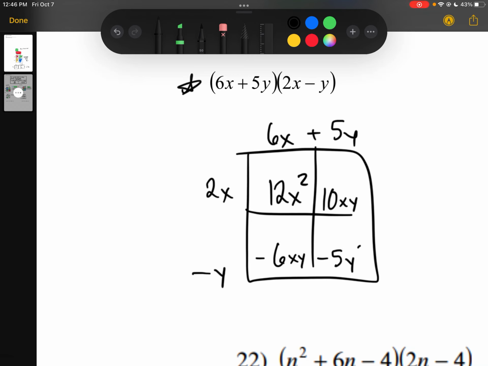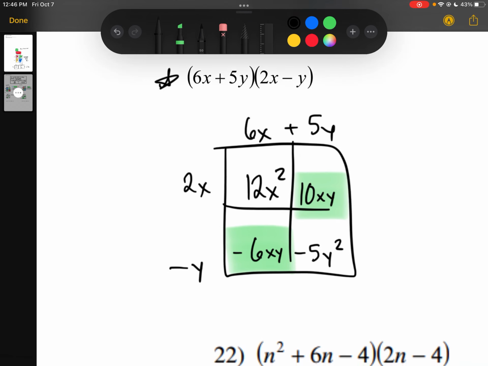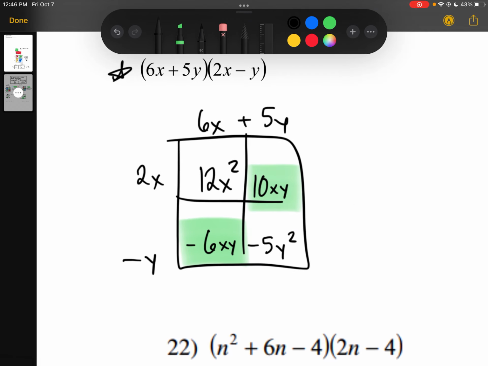And then finally, last one here. So there we go. So looking for like terms again, the only ones that have the exact same variables, again, are in green. Starting to notice a little bit of a pattern. The diagonals in our boxes, most of the time, are going to have those same like terms. 10 minus 6 is 4. And there we go. There's our answer.